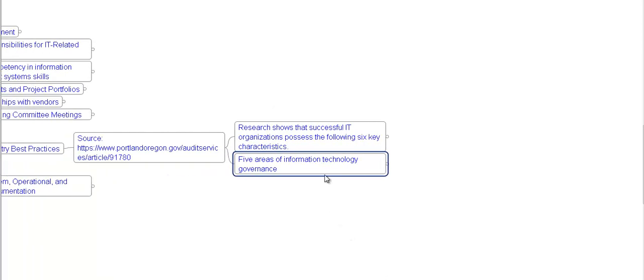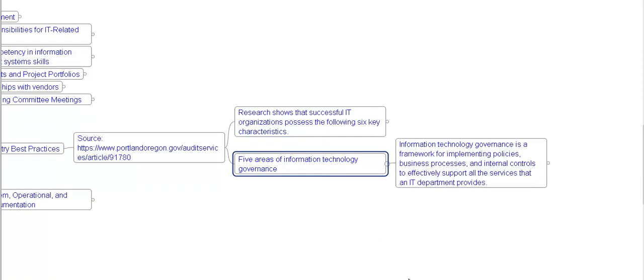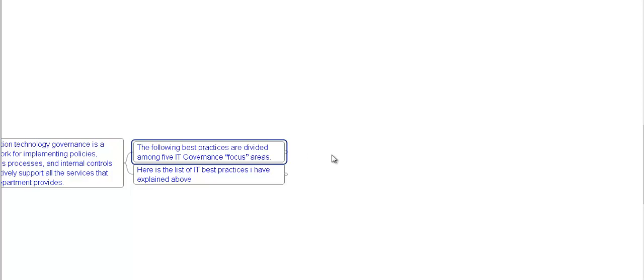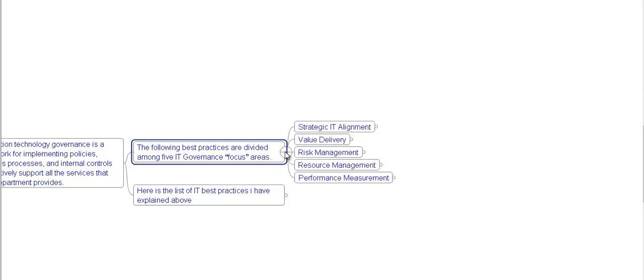5 areas of information technology governance. Information technology governance is a framework for implementing policies, business process, and internal control to effectively support all the services that an IT department provides. The following best practices are divided among 5 governance focus areas: strategic IT alignment, value delivery, risk management, resource management, and performance management.